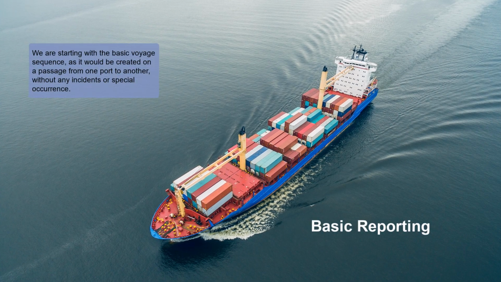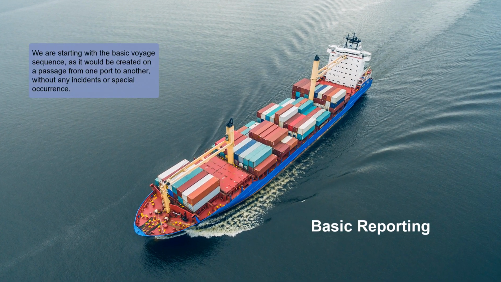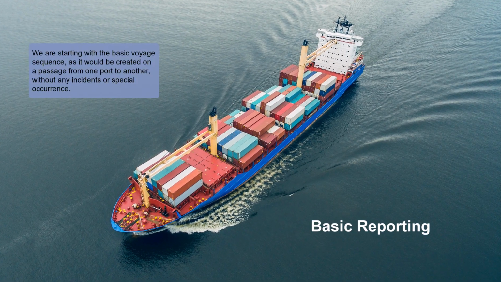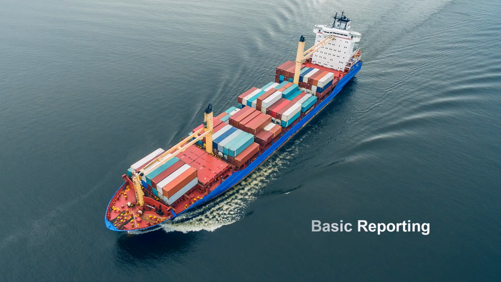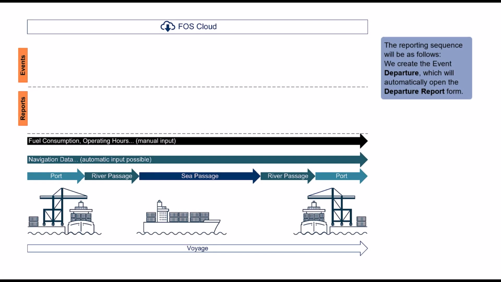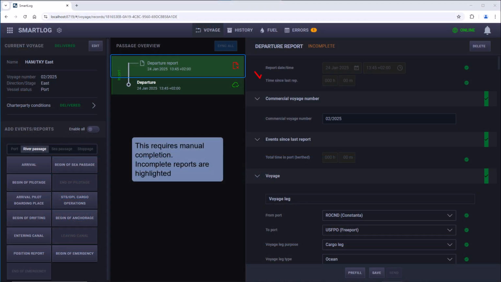We are starting with the basic voyage sequence, as it would be created on a passage from one port to another, without any incidents or special occurrence. The reporting sequence will be as follows. We create the event departure, which will automatically open the departure report form. This requires manual completion. Incomplete reports are highlighted.